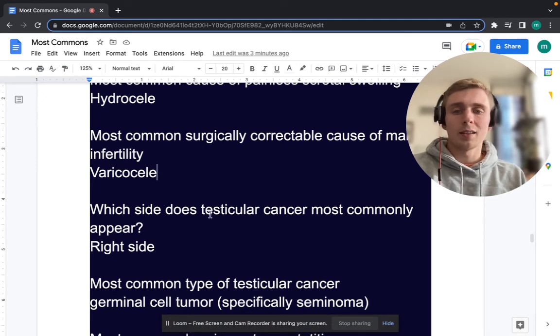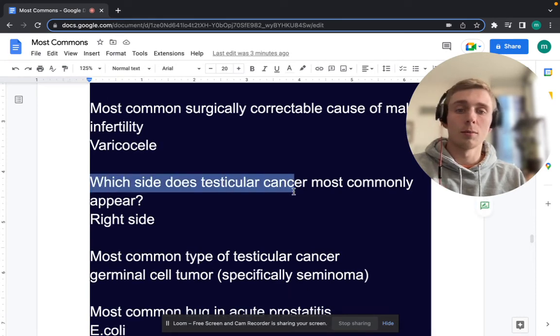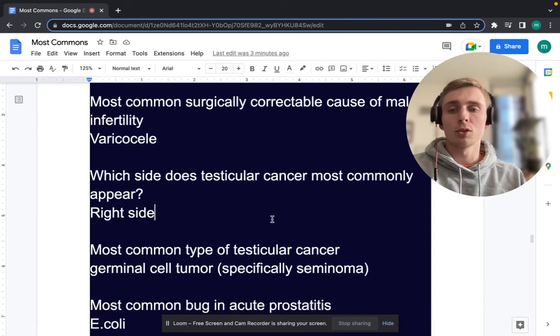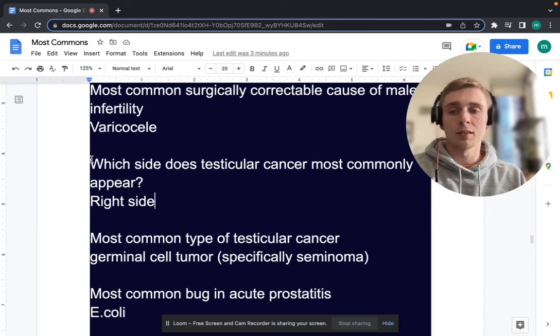Which side does testicular cancer most commonly appear? It most commonly appears on the right side. I don't know why, but it does. So the right side is the most common area for testicular cancer.